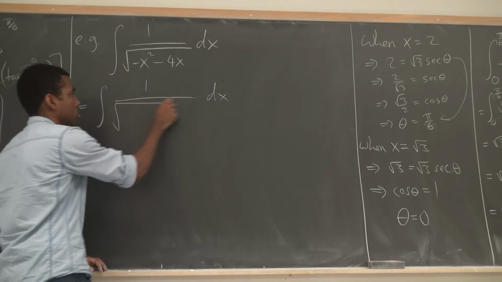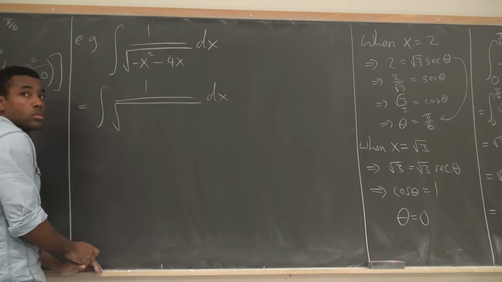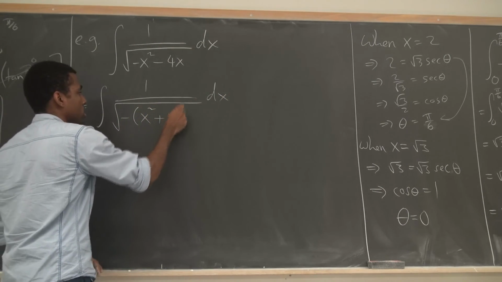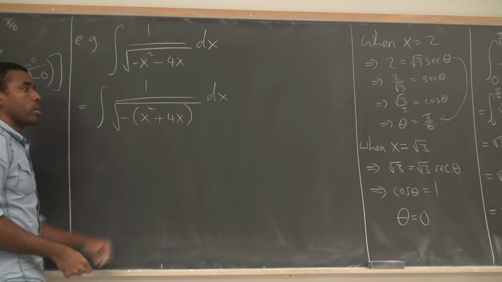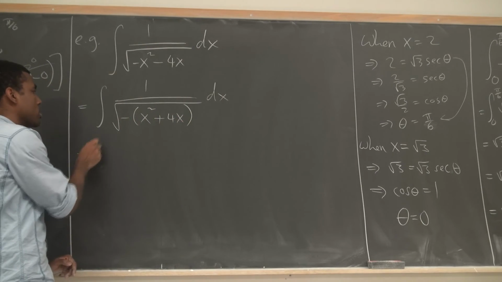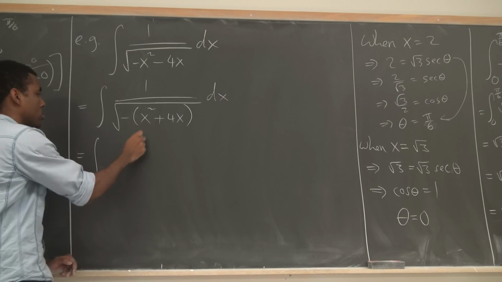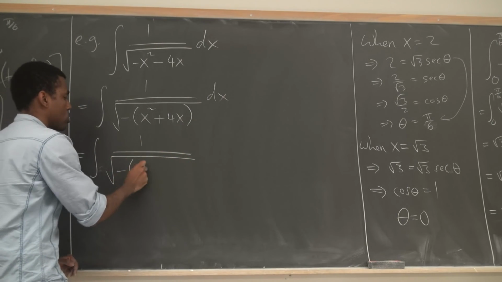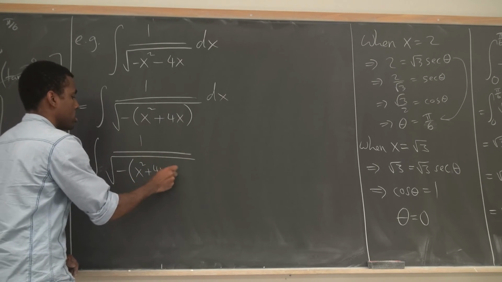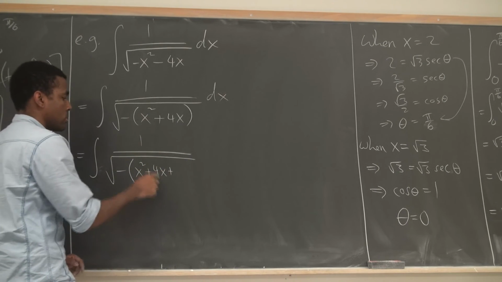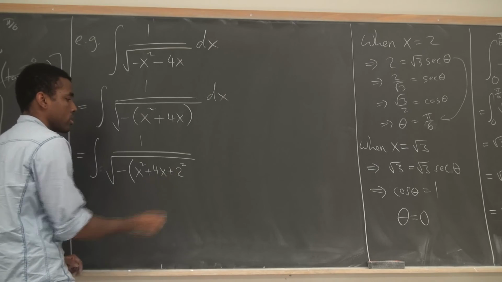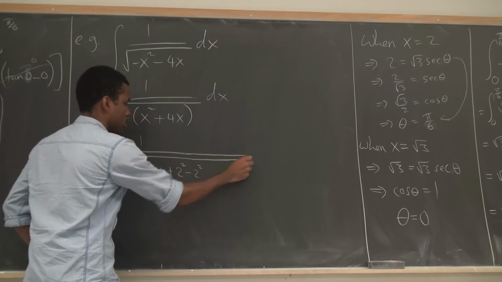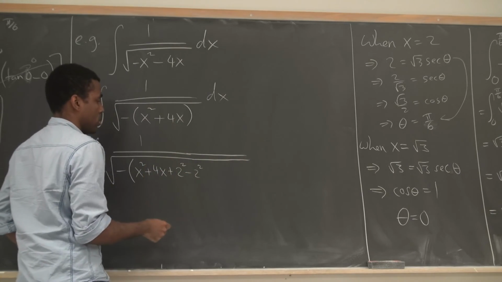How does it work? You have to factor out the negative. You can only complete the square if the coefficient of the first guy is a positive 1. Okay? And now you complete the square inside the brackets, right? So this is x squared plus 4x plus, what do we add? Half this guy squared minus half that guy squared, plus that's it.